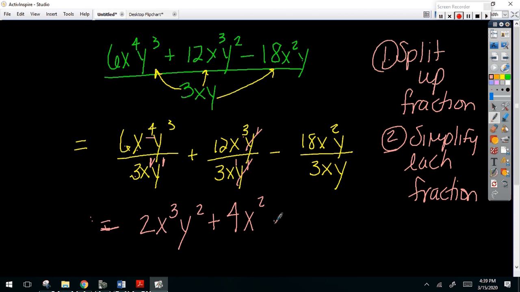And then minus 18 divided by 3 would be 6. And these are nice because they simplify down to where there's not a fraction left. So that's good. 2 minus 1 is 1. And again with the y's here. Okay? And so there we have it. It's all divided and simplified. Pretty easy.